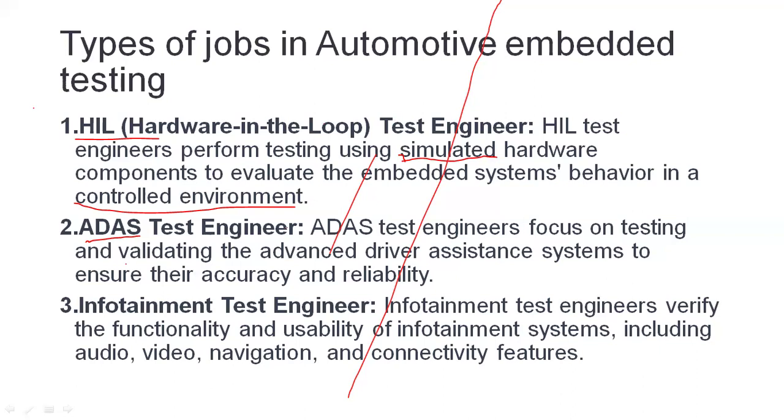Next, the infotainment test engineer, who is working for infotainment systems like audio, video functionalities, navigation, and connected features. The candidate who is validating those things is called an infotainment test engineer, and who is working for ADAS is called an ADAS test engineer. These are the types of jobs in the automotive embedded system.